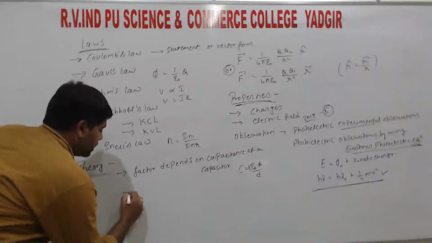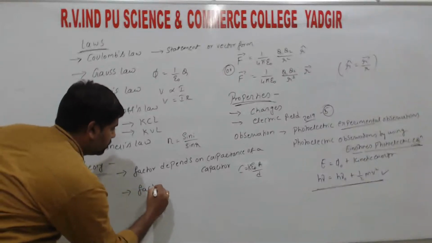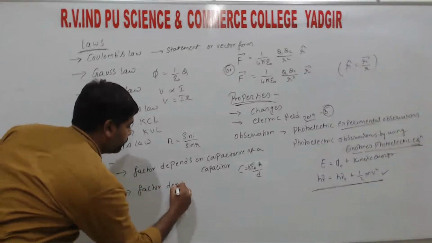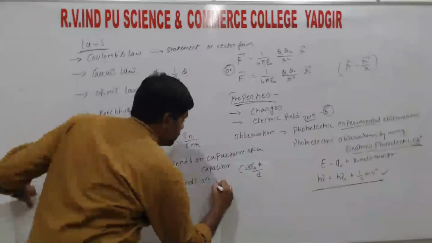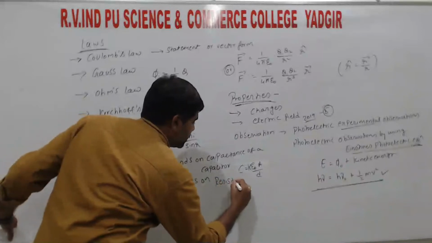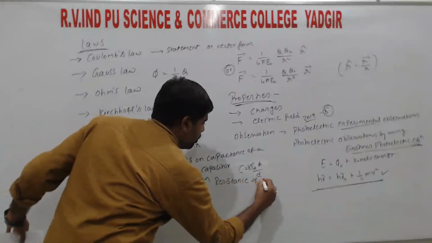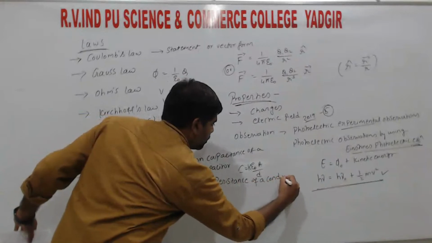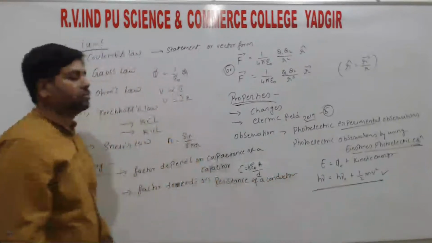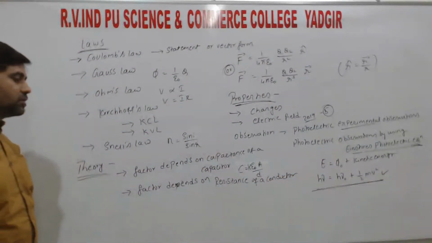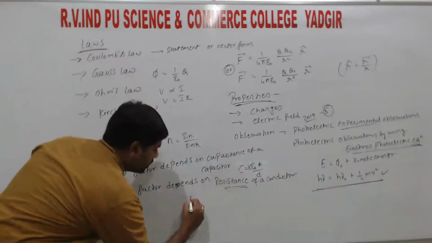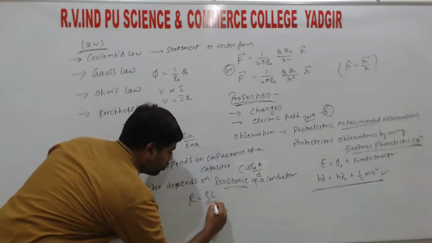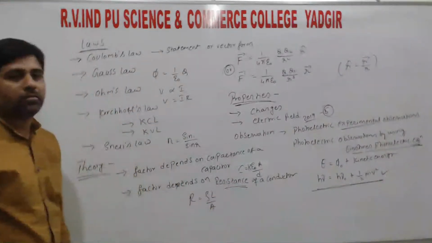Next, a similar one: on what factors the resistance of a conductor depends. Resistance is the same as in the capacitor. We have the relation R is equal to rho L divided by A, right?